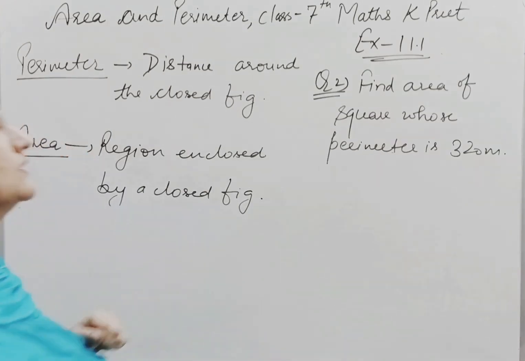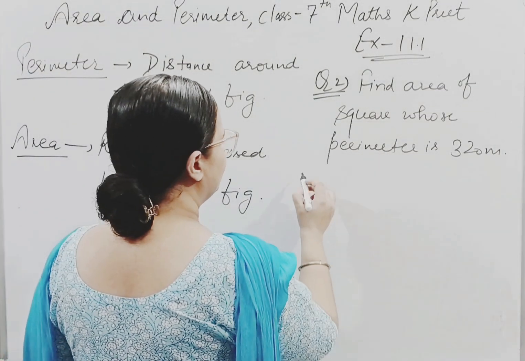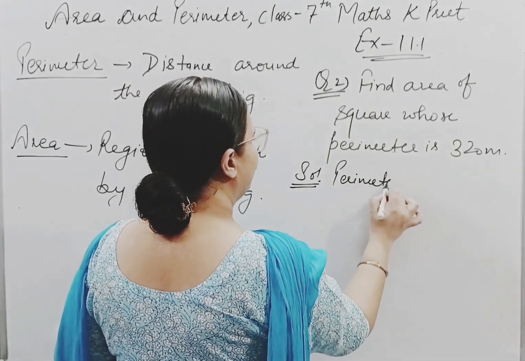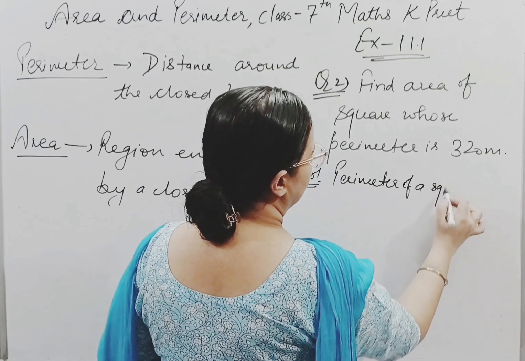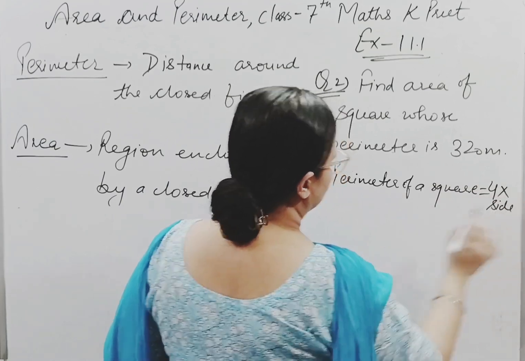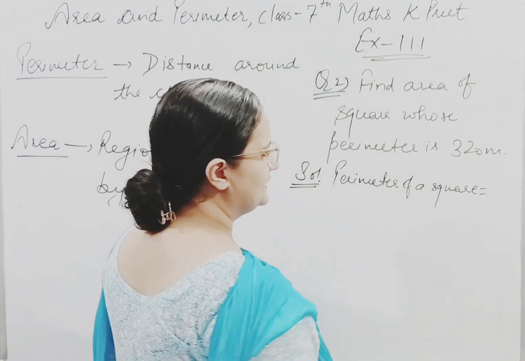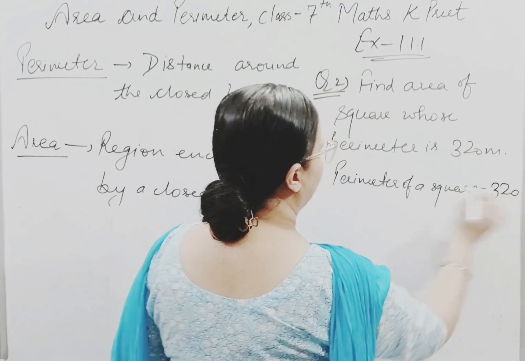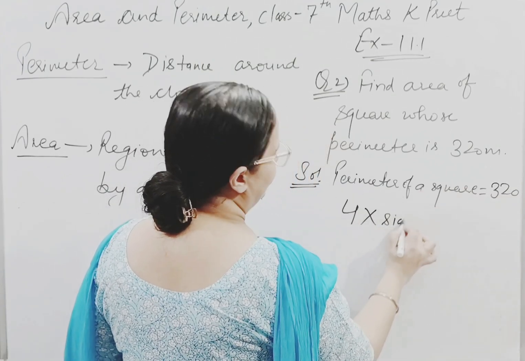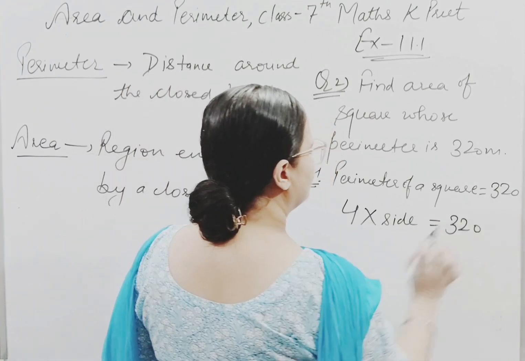I hope you understand. So question number 2 is find area of a square whose perimeter is 320 meters. Let's see the solution. We know that perimeter of a square, I just told you, is equal to 4 into its side. So I'm writing here for you, this is equal to, basically this is given, 320. So we will write 320 here. So we know the formula. Formula for the perimeter of a square is 4 into side, as I was explaining. So 320, this is in meters.